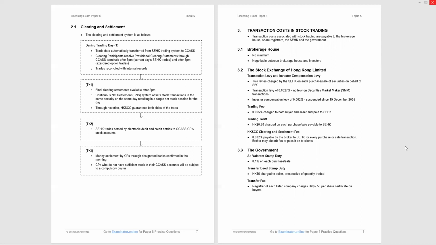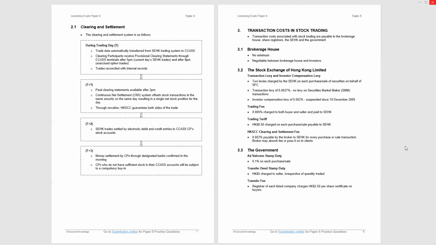Through novation, the Securities Clearing House guarantees both sides of the trade. What does that mean? It means that we have a clearing participant for the buyer, a clearing participant for the seller, and in the middle, we have the clearinghouse, the Securities Clearing Company. The clearinghouse will buy from the seller and will sell to the buyer, thereby guaranteeing both sides of the trade.